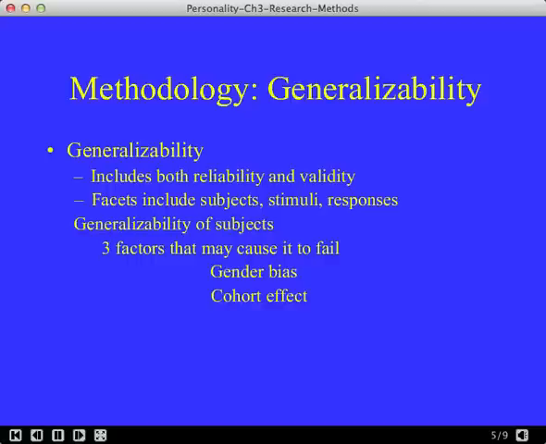Generalizability of stimuli and response are also required under generalizability. If good results were obtained from a research study, would the same success have been realized using a different stimuli or response?